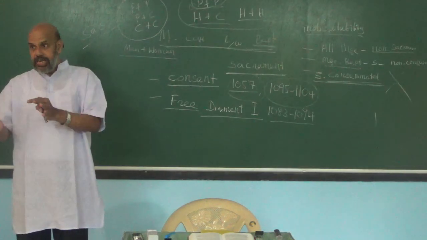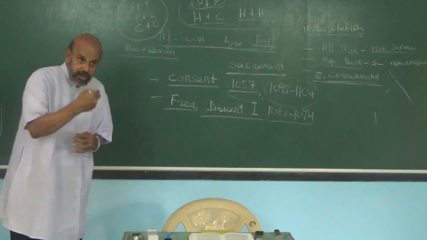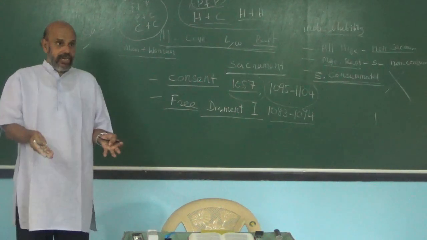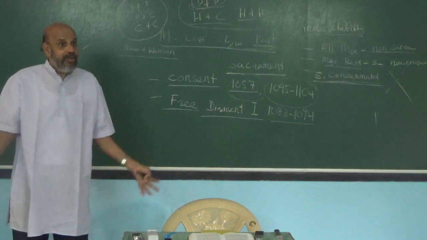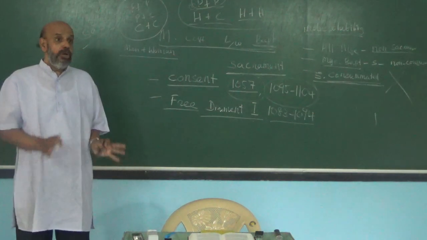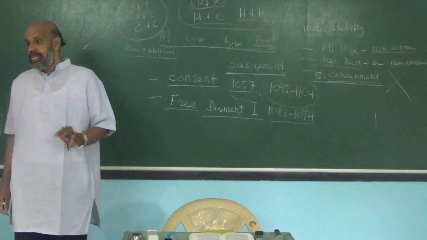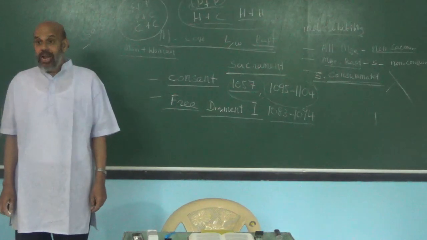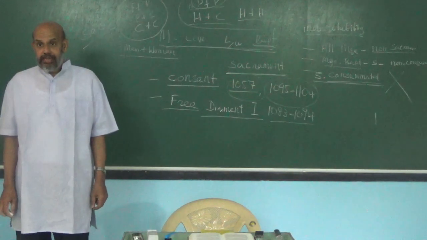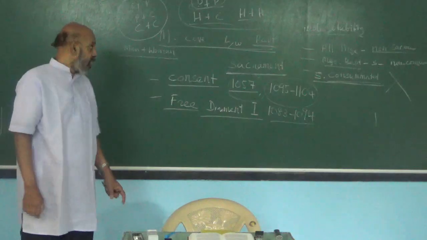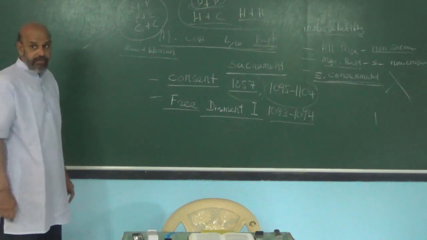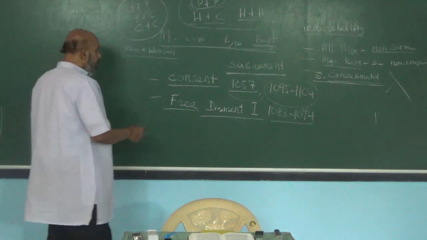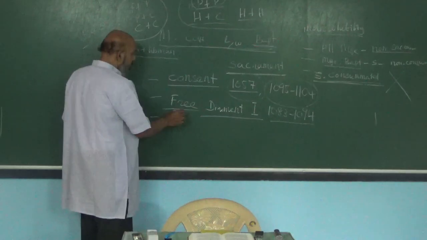You have to distinguish. What impediments can be dispensed? What impediments cannot be dispensed? So you should know the dispensation. You should know the 12 diriment impediments. So 1083 to 1094 we will study. And then the next one you all already know.